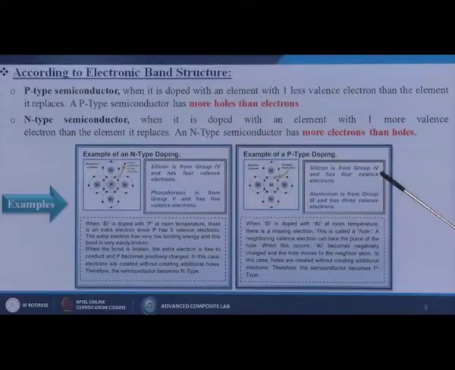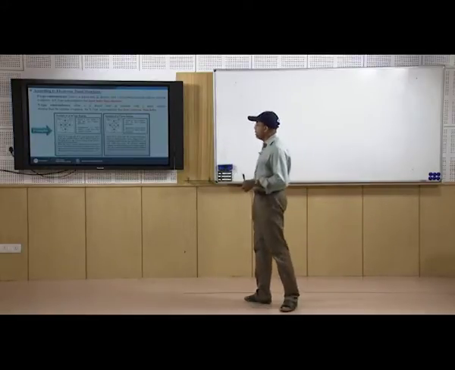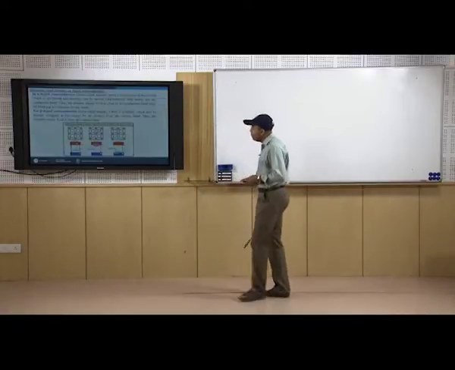Silicon is from group 4 and has 4 valence electrons, aluminum is group 3 and has 3 valence electrons. So, when silicon is doped with aluminum at room temperature, there is a missing electron, that is called a hole. A neighboring valence electron can take the place of the hole. When this occurs, aluminum becomes negatively charged and the hole moves to the neighbor atom. In this case, holes are created without creating additional electrons. Therefore, the hole density of that material is more, and that is why that semiconductor becomes the p type semiconductor.